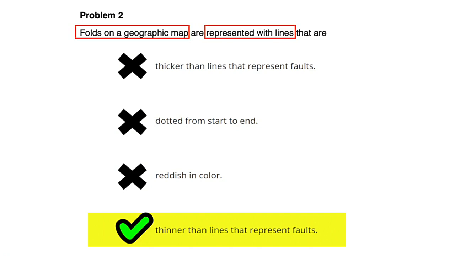Maps have various symbols and features that show the geological features of a region. Folds, like basins and domes, are made up of different aged rock and sediment and are represented by lines thinner than the lines that represent fault lines. That is the correct choice.